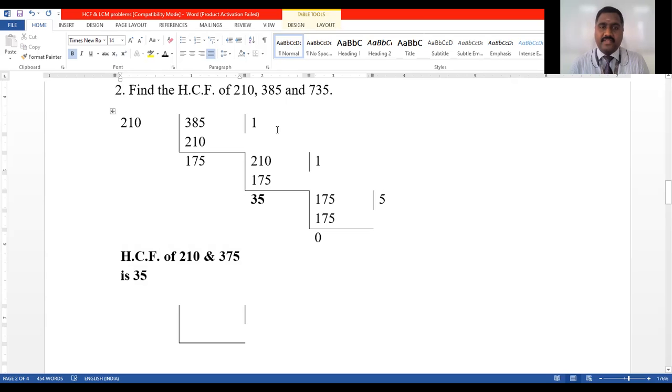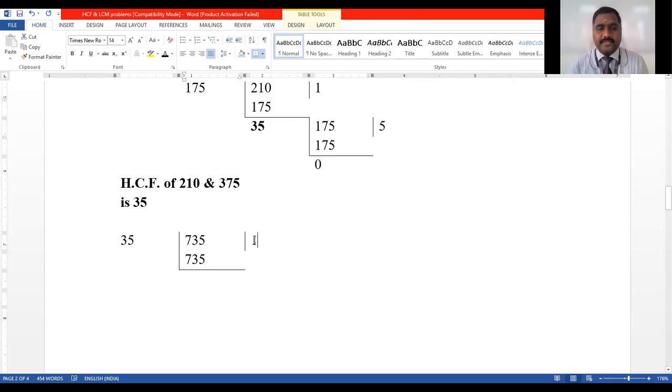Now we need to confirm whether 35 is also HCF for 735. Now what we can do is take the 735 value and try to divide with this HCF, because HCF of 210 and 385 is 35. So no need to take 385 again. If you want, you can take. Anyway, you can follow both methods. But in the shortcut, we can take this HCF 35, because it is the HCF for 210 and 385. So we have taken that value. And how many times will that 35 go into 735? Only one time. So if you put only one time, sorry, it is 5 times, right?